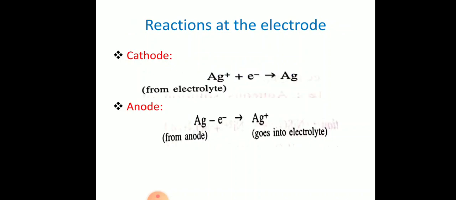Whereas at the anode, at the same time, to maintain the concentration of the solution, since the anode is made up of a silver block, that silver metal will go into the solution by losing an electron to form Ag+ ions. This process will take place until the brass spoon is totally covered with silver metal. So this is how electroplating is done.